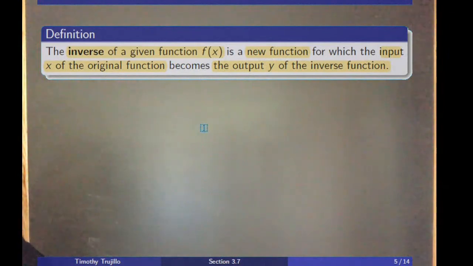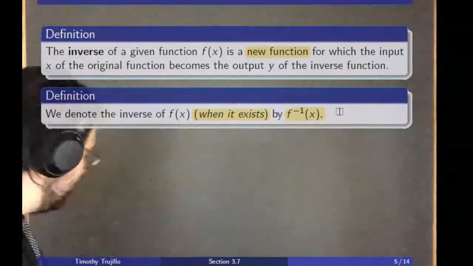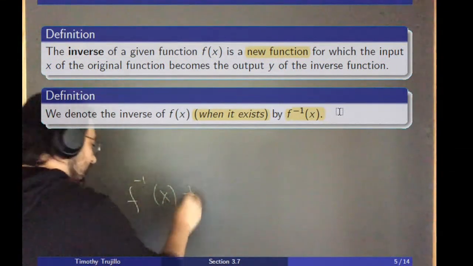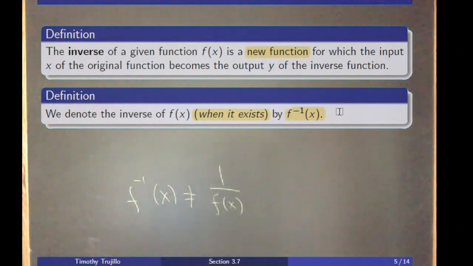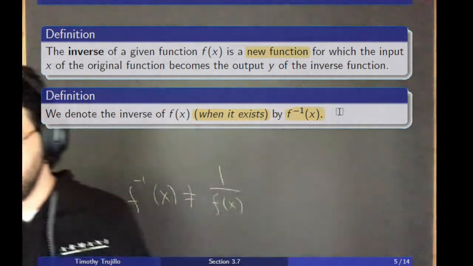Okay, so now what I'm going to show you is the notation that we use. It's a new function, and because it's a new function, we have new notation for it. When this inverse actually exists, we call it f with a -1 like an exponent. And be careful, f to the -1 of x does not mean 1 over f of x. It's not like your regular old exponents here. It's denoting an entirely new function, which is reversing the input and the output of the function f of x.